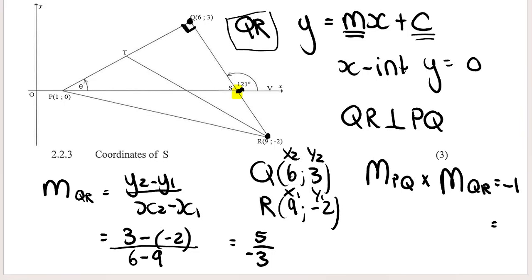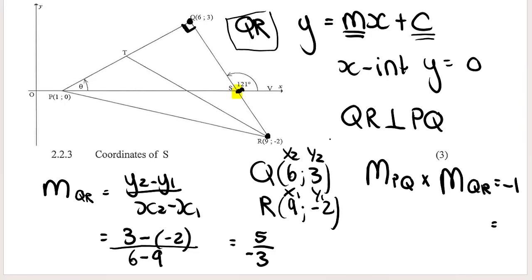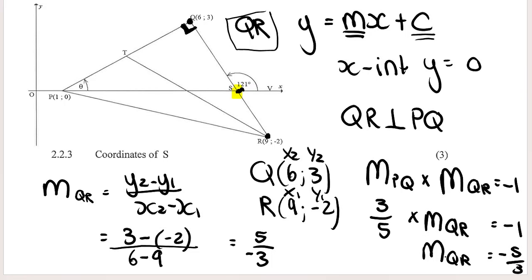The gradient of PQ was 3/5. So if you know the gradient of PQ, which is 3/5, we multiply that by the gradient of QR, which is the perpendicular line to PQ, they cut at 90 degrees, that gives me -1. If you solve for the gradient of QR, you get -5/3, which is exactly what we got when using the gradient formula. So either way, I've got the gradient. So I've got m. Awesome.